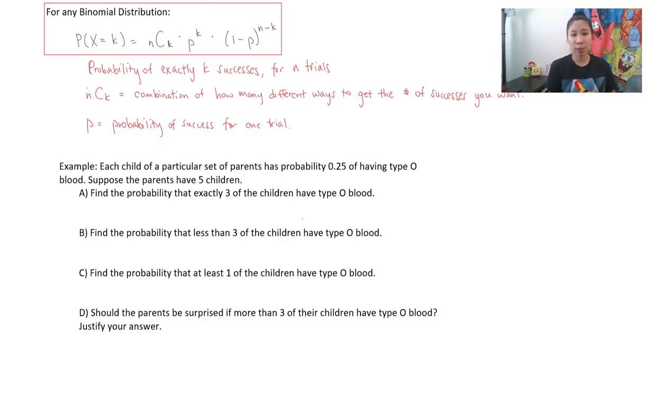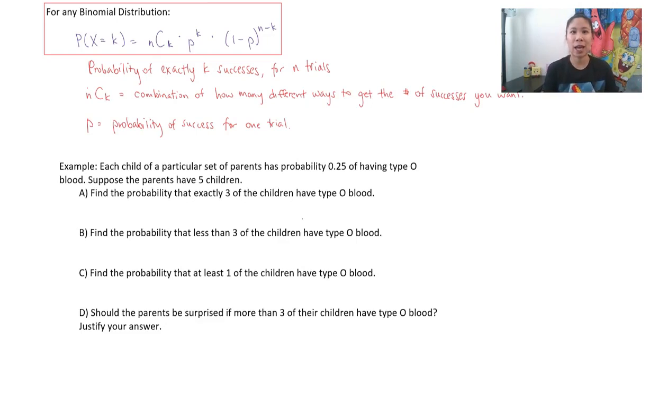To show that this is binomial, so that we know to use the binomial distribution formula for probability, we are talking about binary, success or failure, so having type O blood or not. Independent trials means that each child should be independent from the next, which makes sense because having a child first isn't going to affect the blood type of the second, and so on.